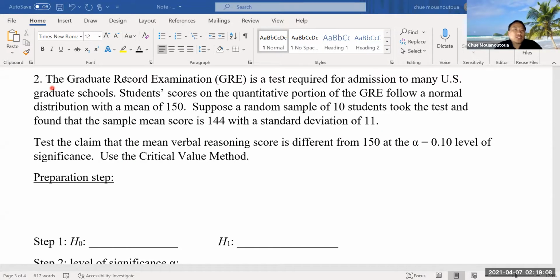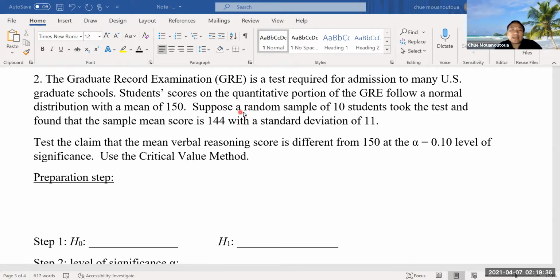Okay, so the GRE is a test required for admission to many graduate schools. And we're told that the student score follows a normal distribution with a mean of 150. That means that everybody who took the exam or will be taking the exam is expected to have about 150 points on average.